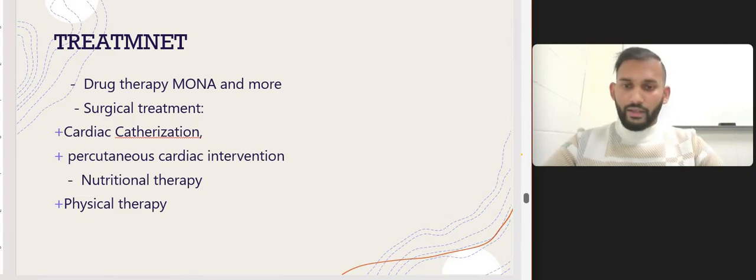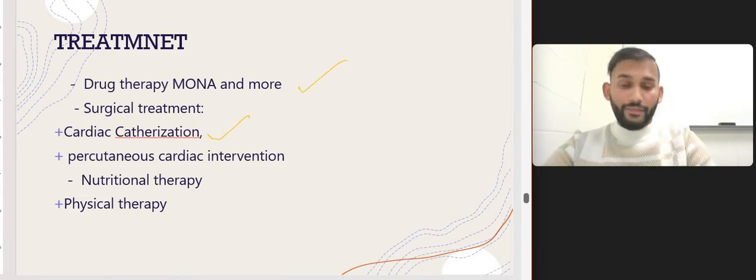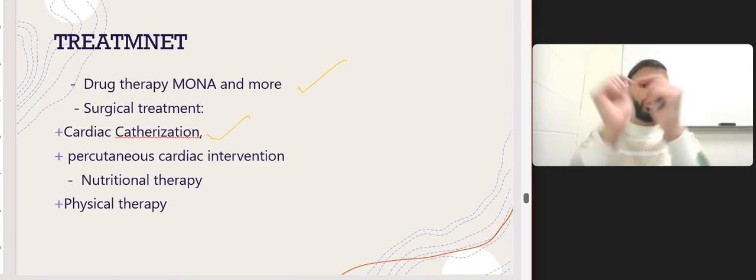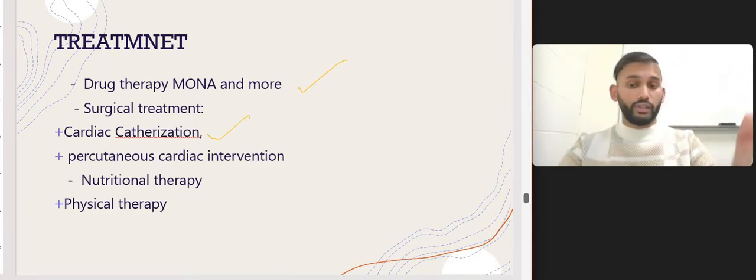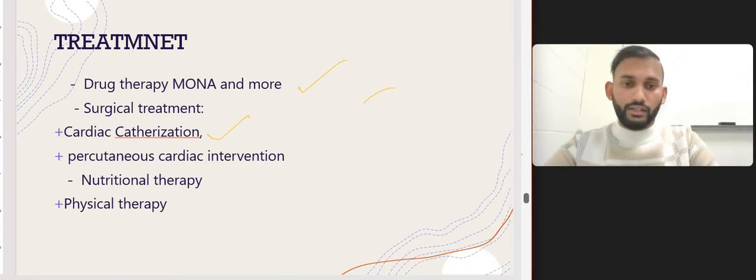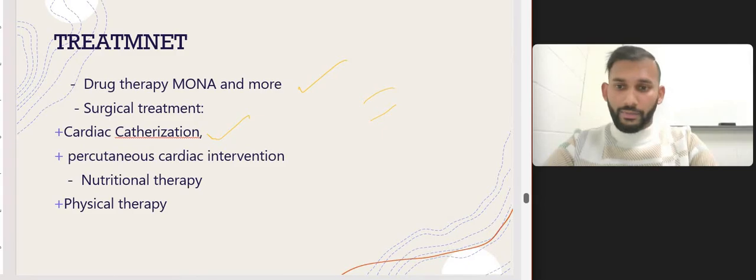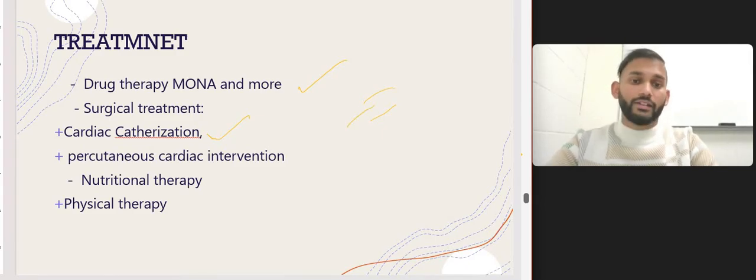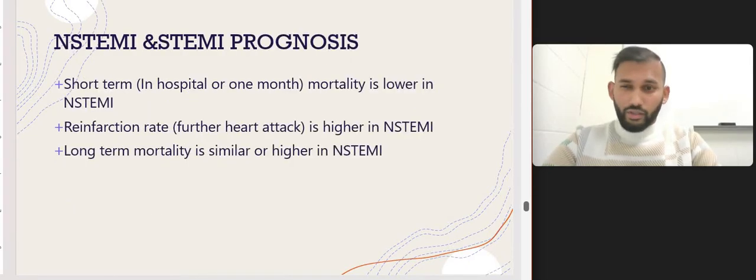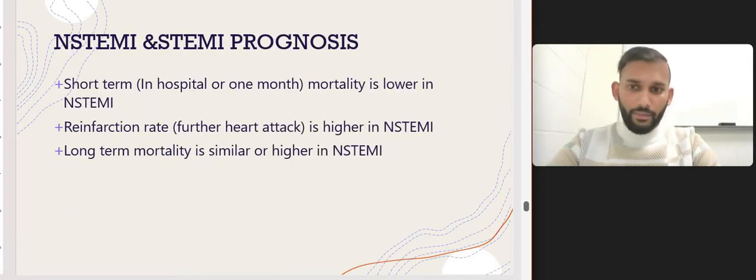Treatment: we talked about the MONA drugs. We have the cardiac cath, where we go through the left radial or right radial side all the way to the heart and put a stent where there is an occlusion. We can do the percutaneous coronary intervention, which is a stent placement, or a cardiac cath, where we will just look and study where there is an occlusion. Physical therapy is also an option.